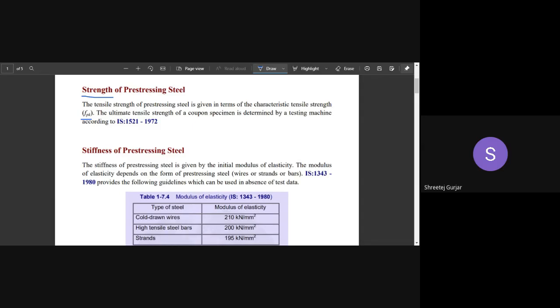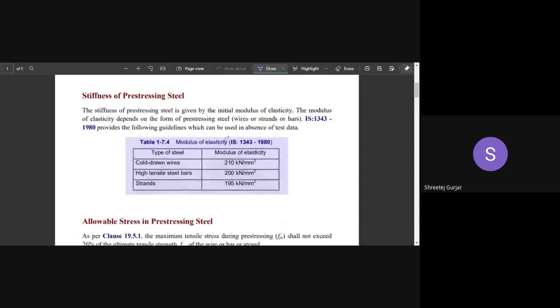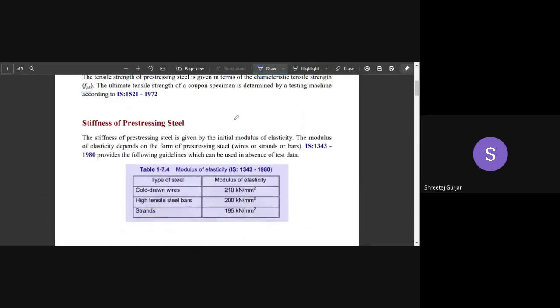Okay, so the stiffness of pre-stressing steel is given by the initial modulus of elasticity. I have told you that we have three ways of determining the modulus of elasticity: the initial modulus, the tangent modulus, and the secant modulus. For concrete, we use the secant modulus, but for steel, we use the initial modulus of elasticity.